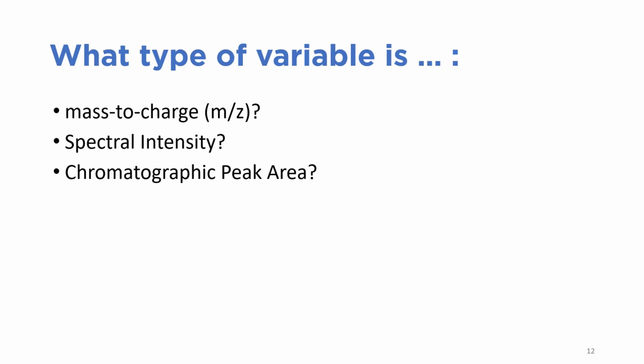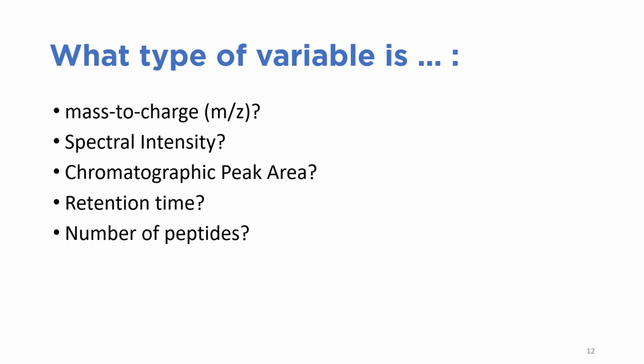Chromatographic peak area. Chromatographic peak area is a continuous variable because areas are measured as ratios technically. Retention time. Time's interesting because sometimes we feel like it is discrete, but it's actually continuous. You can always divide minutes into seconds, seconds into milliseconds, and so on and so forth. Number of peptides, that would be discrete count data because you're just looking at the number.